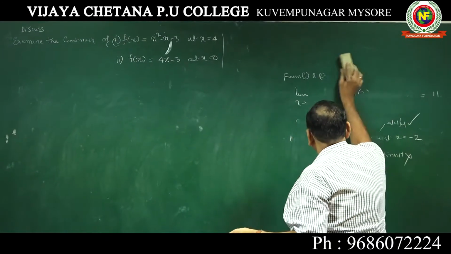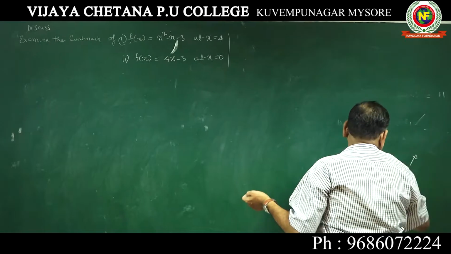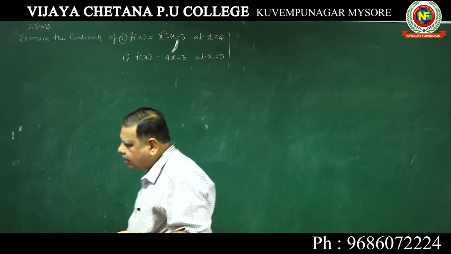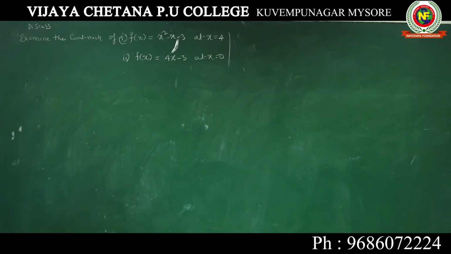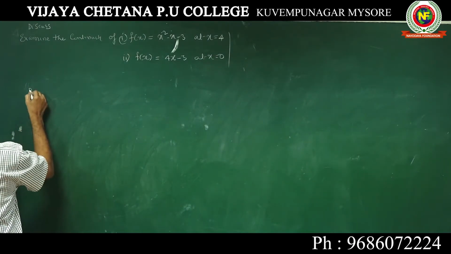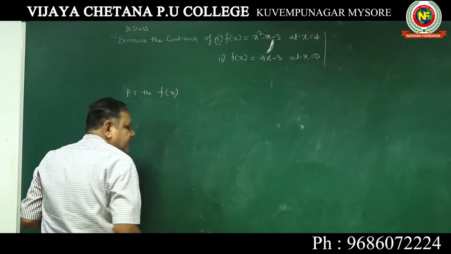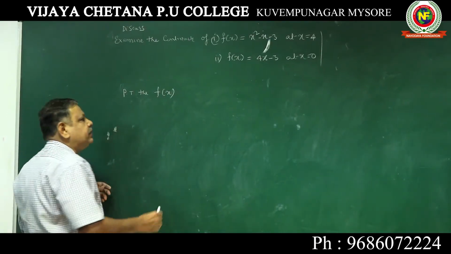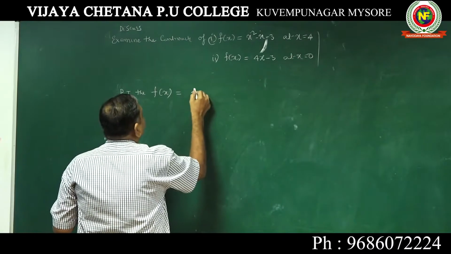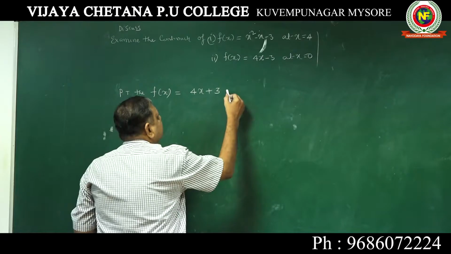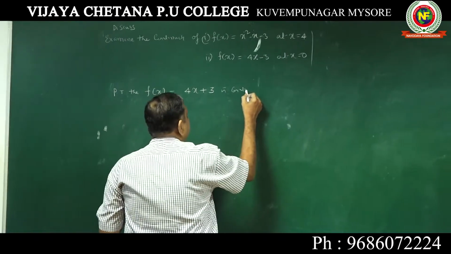Okay. Now we shall do this: suppose the point is not given, they say all real numbers, then how to calculate, how to prove that it is a continuous function. Take the problem: prove that the function f of x equal to 4x plus 3 is continuous on all real numbers.